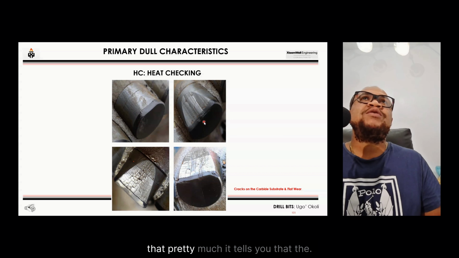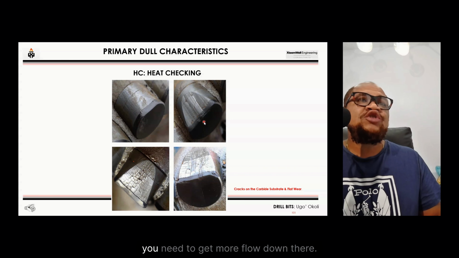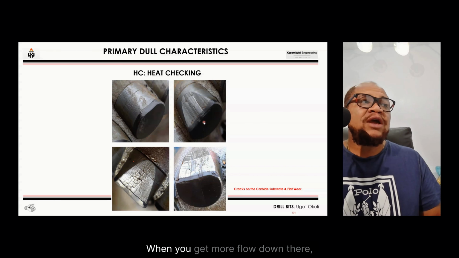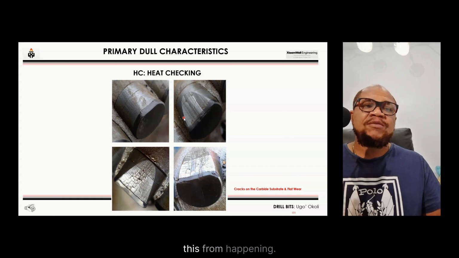So when you see this, it tells you that your flow rate needs to be optimized. I mean, you need to get more flow down there. When you get more flow down there, it's able to cool your bit and prevent this from happening.